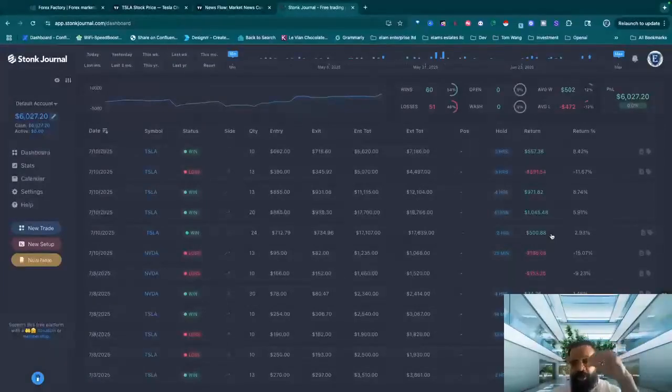So let's say you have four, and let's say you hit the first target, you scale out of one contract. You hit the second target, you scale out of the next contract, contract number two. Hit target number three, you scale out of the third contract, and then you leave that fourth contract running.